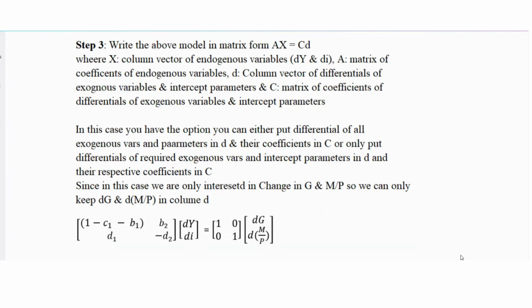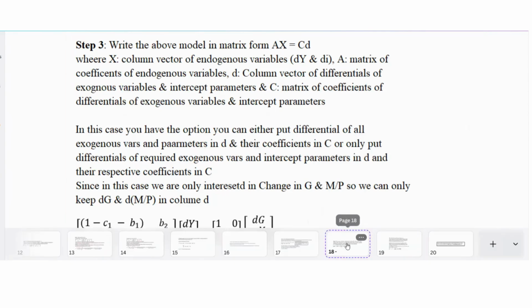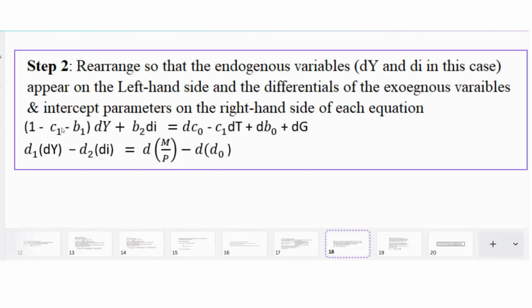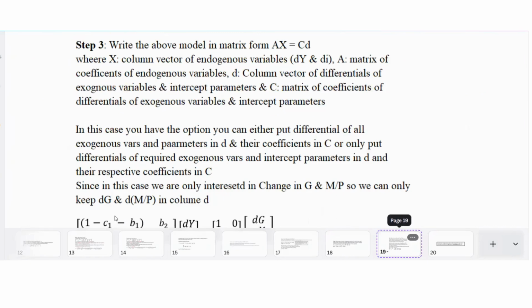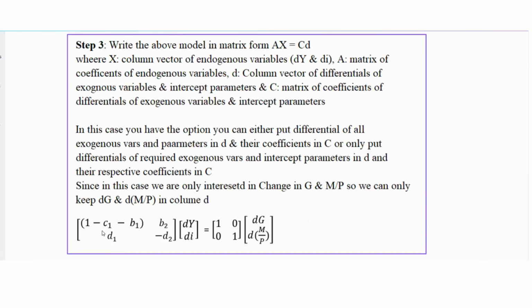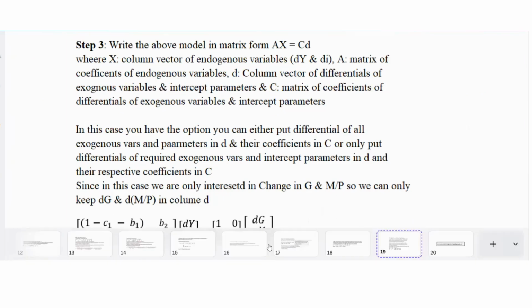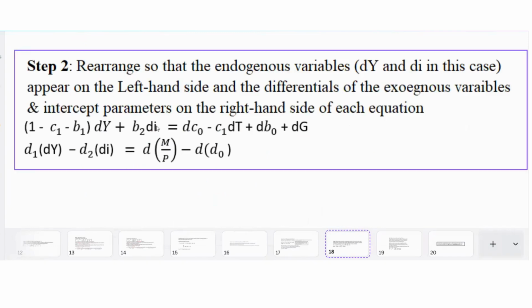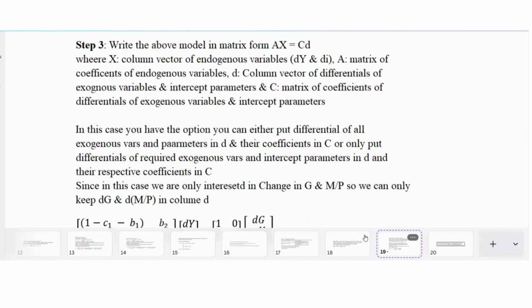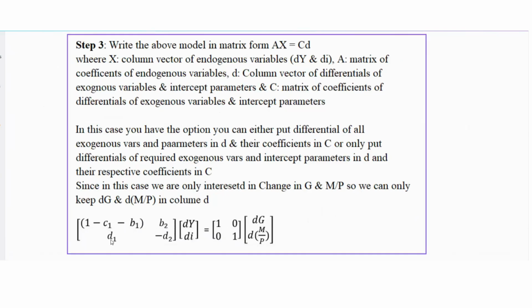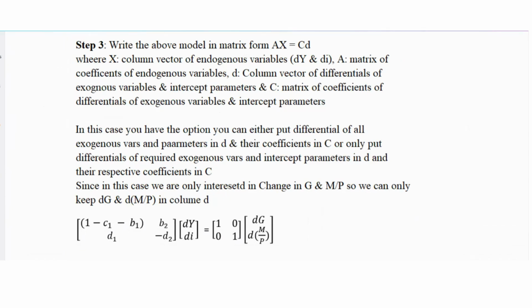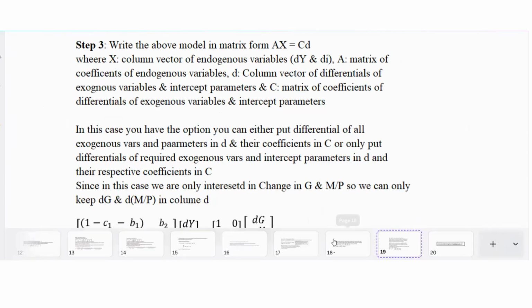A is a coefficient matrix, right? So if we go back, over here we know the coefficient of dy is 1 minus c1 minus p1. So here we have written 1 minus c1 minus p1. And in the first equation, we know the coefficient of di is b2. So over here, see, we have written b2 as the coefficient of di. In the second equation, let's look at what the coefficient of dy is.